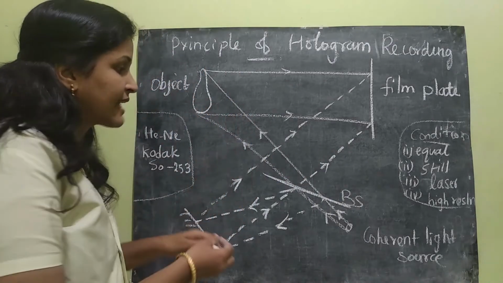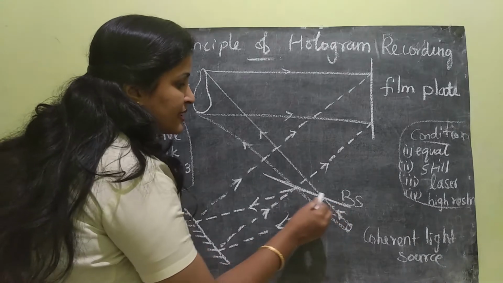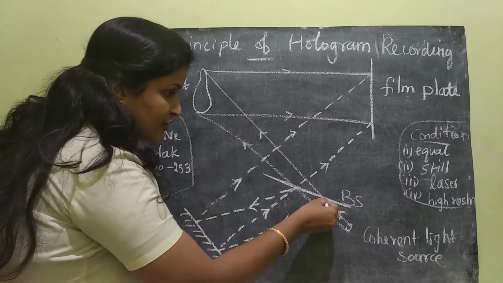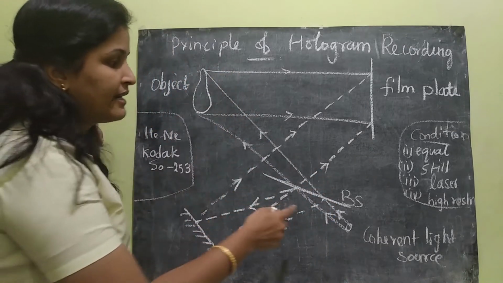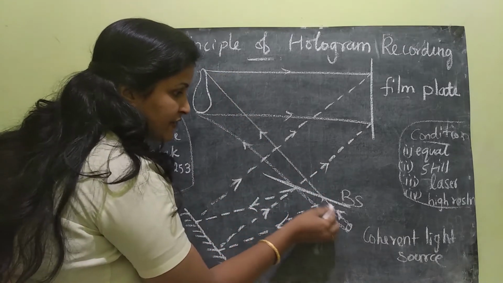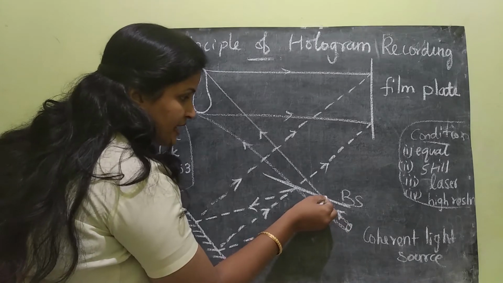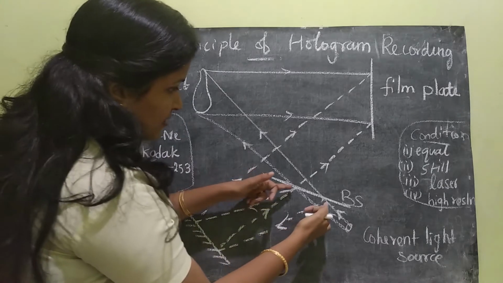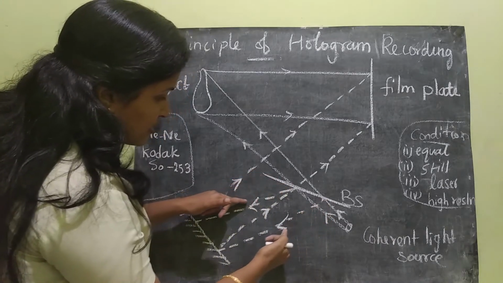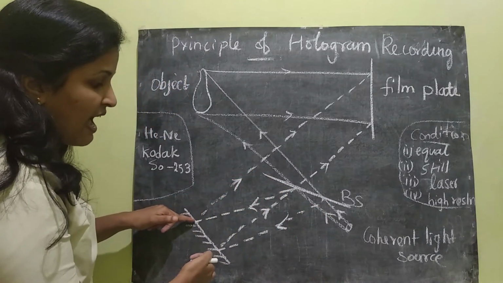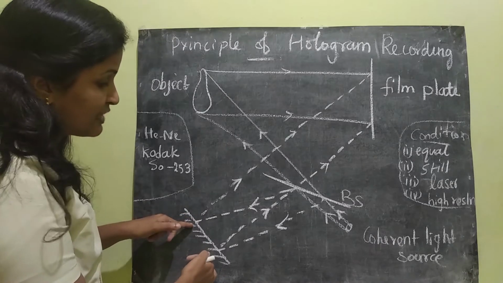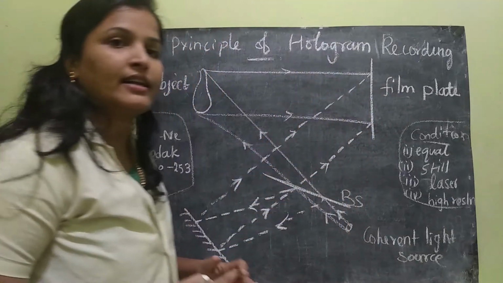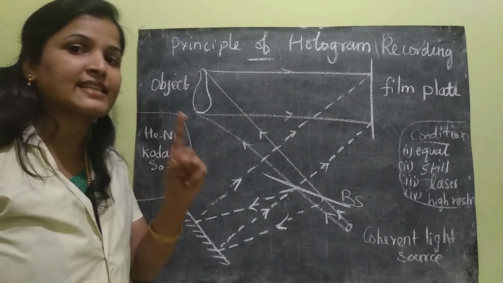And the second part: the beam splitter divides the beam into two parts. The second part, I have shown in the dotted line. After striking here, it will be split like this. It will be moving towards the plane mirror, and after hitting the plane mirror, it will be reflected towards the recording plate. So this is the second beam.